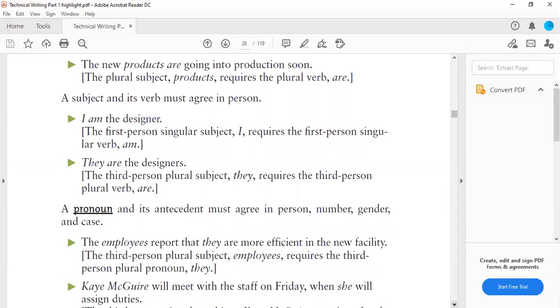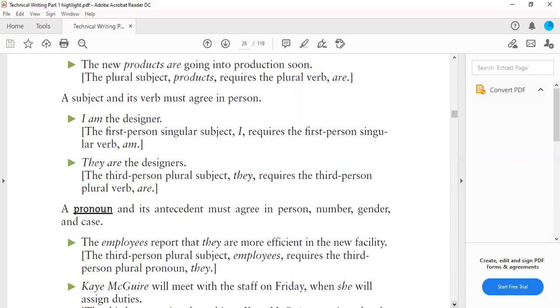A subject and its verb must agree in person. I am the designer. The first person singular subject I requires the first person singular verb am. And they are the designers. Here we have they are. The third person plural subject they requires the third person plural are. I think these are basic things that you have to be familiar with.